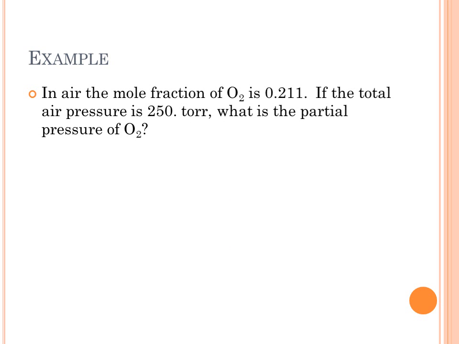So if we use our information from our previous problem and assume that the mole fraction of oxygen in air is 0.211, if the total air pressure were only 250 torr, what's the partial pressure of the oxygen? We can say the partial pressure of the oxygen is equal to the total pressure times that mole fraction. Substituting 250 torr times 0.211 for the mole fraction is 52.8 torr.